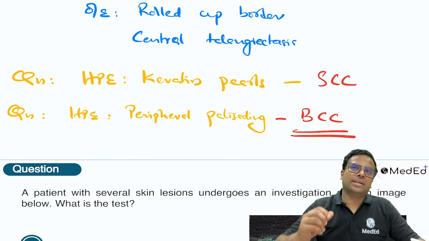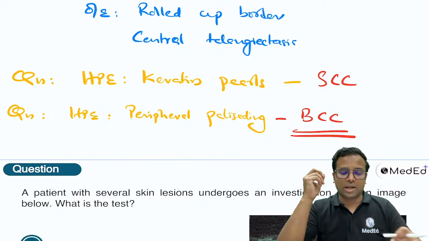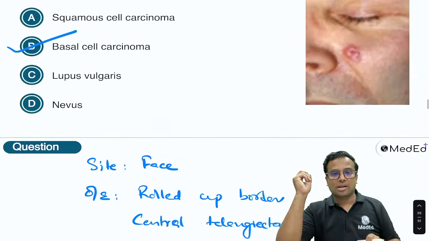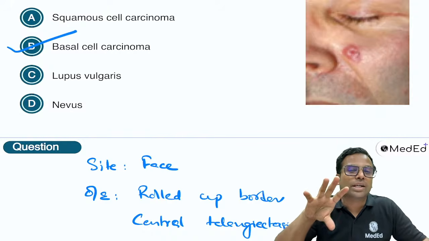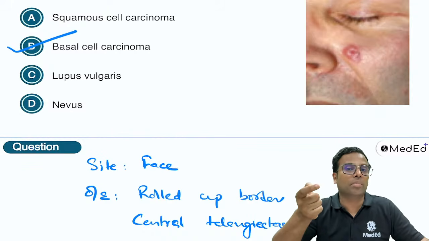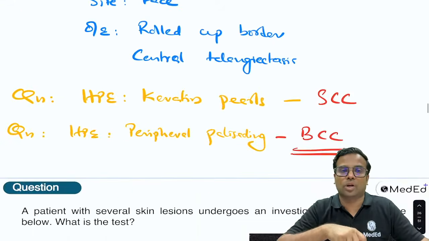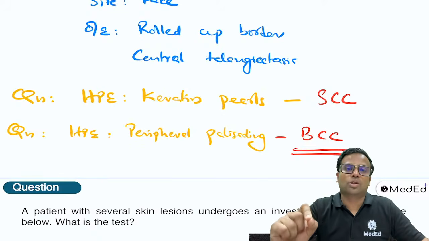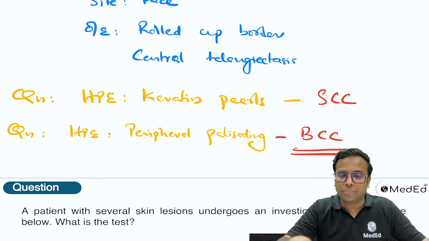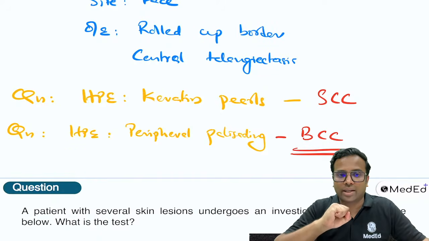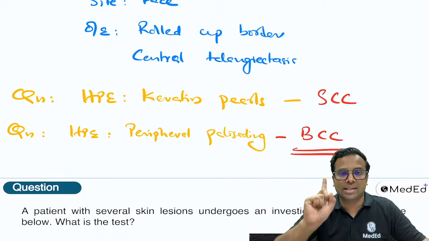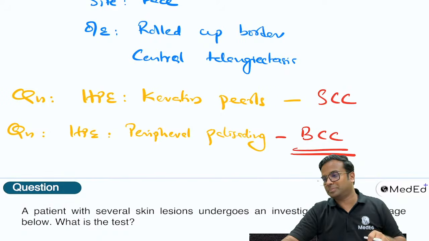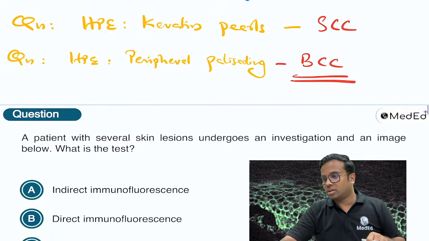Okay? So this is what we have seen in some of the recent exams. They may not give you a typical image like this, where you can see a rolled up border and a central telangiectasia. If it is a non-specific image, they may mention the histopathological finding. If the histopathological finding is a keratin pearl, please answer squamous cell carcinoma. And if the histopathological finding is peripheral palisading, please answer basal cell carcinoma. Clear? Yeah.